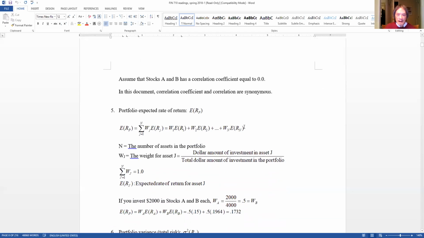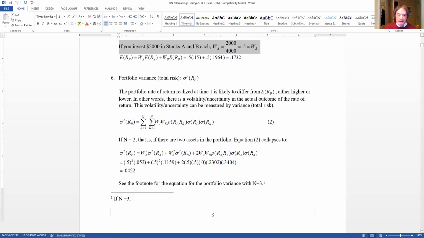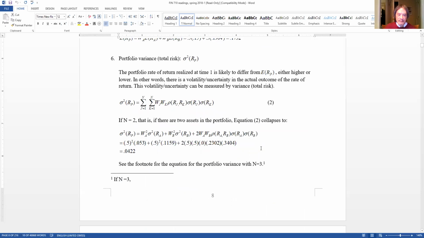Then, based on these numbers, we talk about portfolio expected return. It is just the weighted average of individual returns. So the portfolio has an expected return equal to 0.1732. Now remember, this number is based on the weight of 0.5 for A and 0.5 for B. Then we calculate the variance for the portfolio.